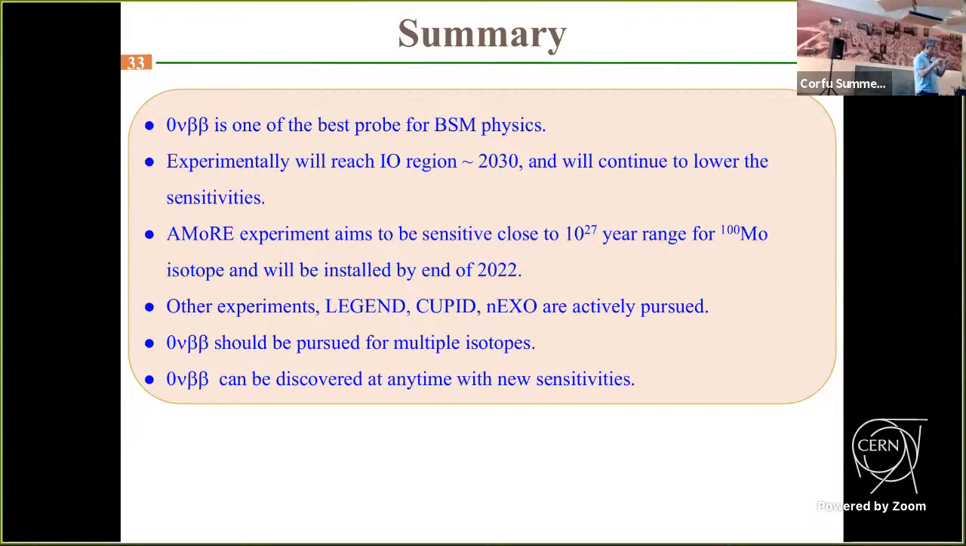the cosmology and the single beta decay. Single beta is very high, but within just below that, so discovery is still expected at any time. Of course, if it's a random case.